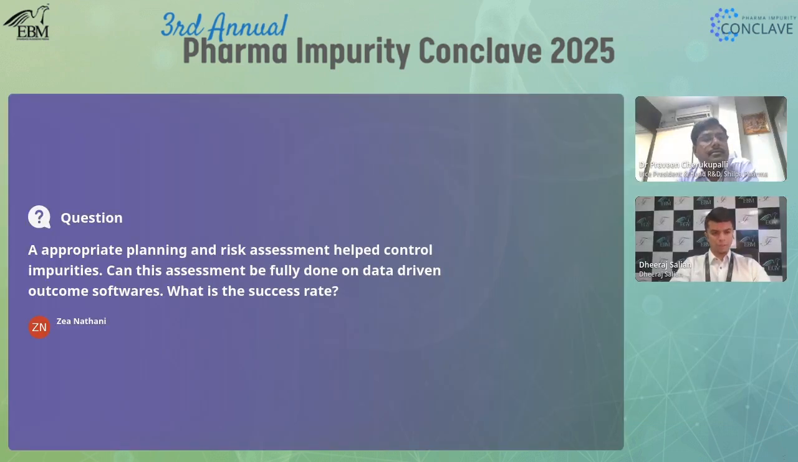Now we have a question from Zia. It mentions appropriate planning and risk assessment help control impurities. Can this assessment be fully done on data-driven outcome software? What is the success rate?